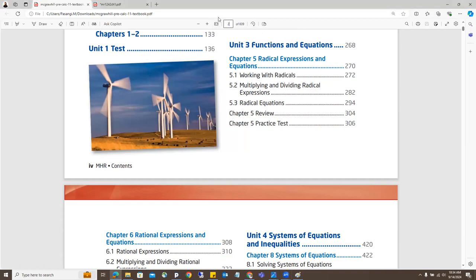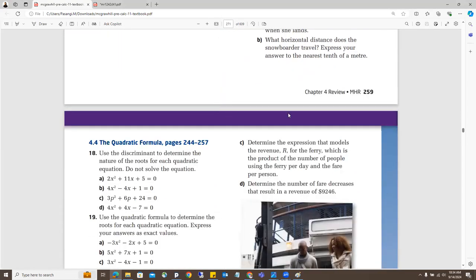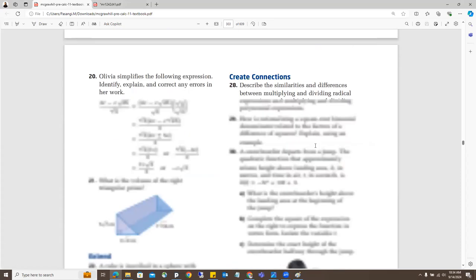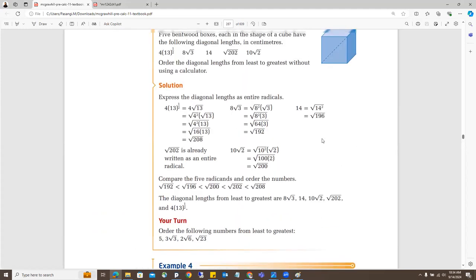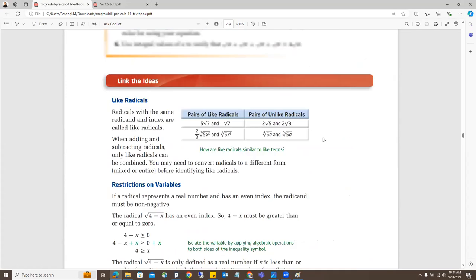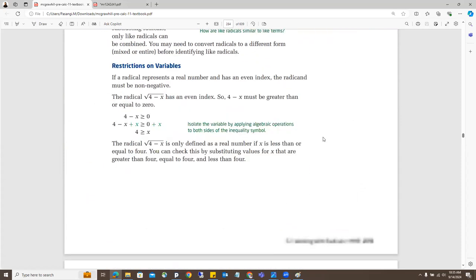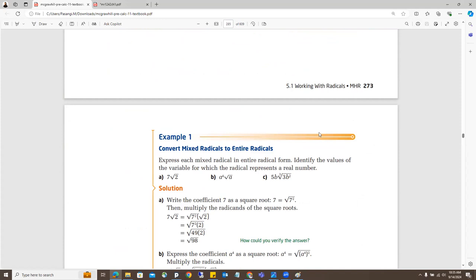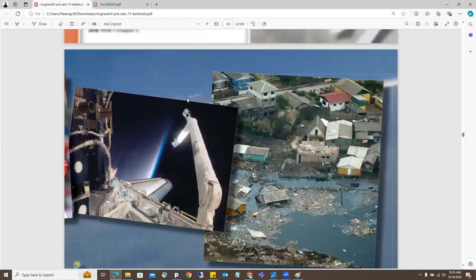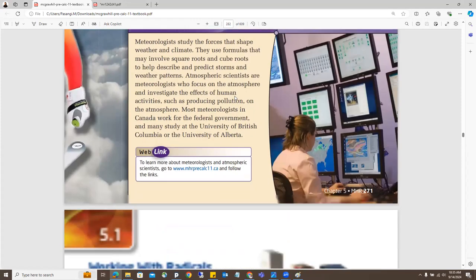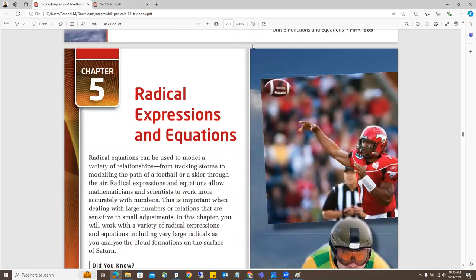Okay, if I move to page 270, are you learning about radicals, like how to add and subtract? Yes, adding and subtraction also, and working with domain restrictions. Yes, working with the radicals, they have that part there also. So now we are going to learn about radicals. Okay, radical expressions and equations.